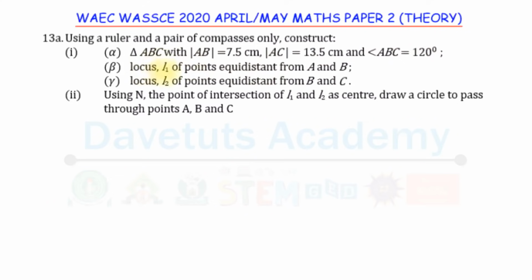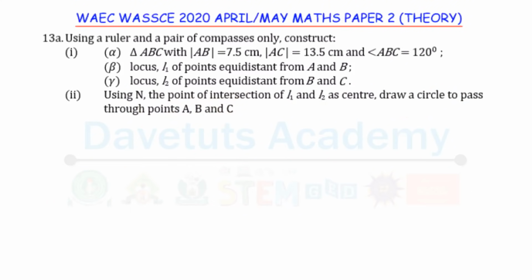And then we should find the locus L1 of point equidistant from A and B, and in the same vein, the locus L2 of point equidistant from B and C. Then using N, the point of intersection of line L1 and L2, as a center, we are to draw a circle to pass through the points A, B, and C.